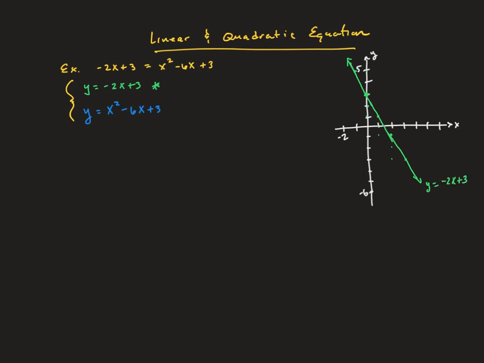And when I go to graph my quadratic equation, there's multiple ways to graph this, but what I'm going to do is plug in values, possibly from when x is negative 1 to, I don't know, 1, 2, 3, 4, 5.